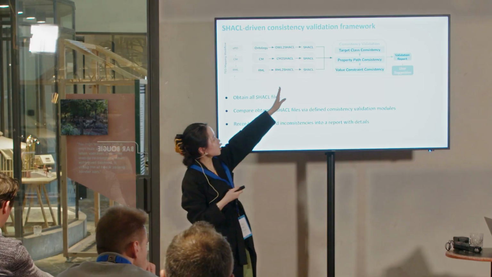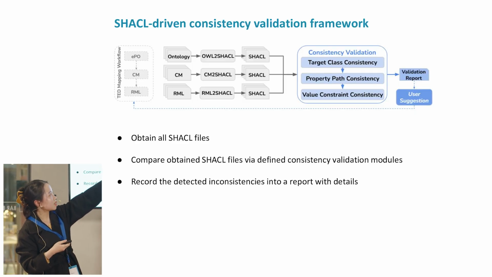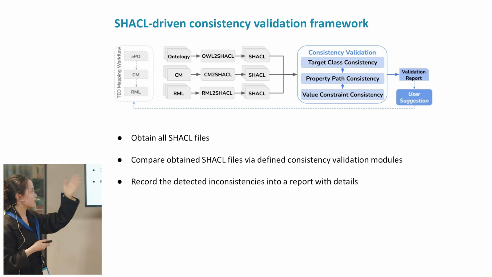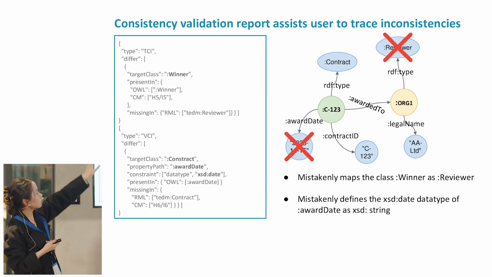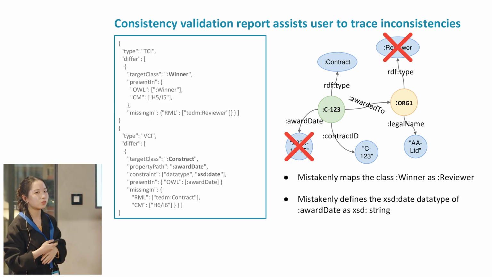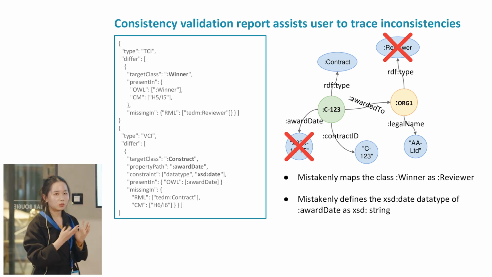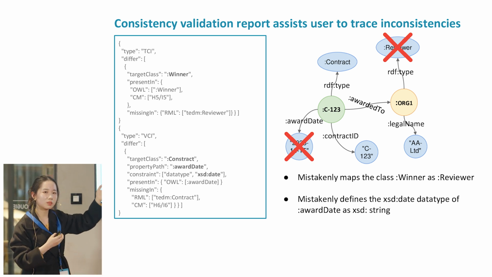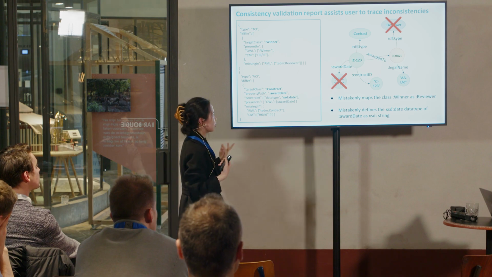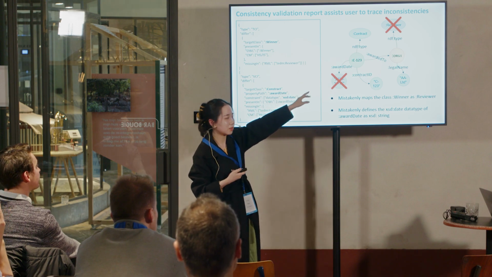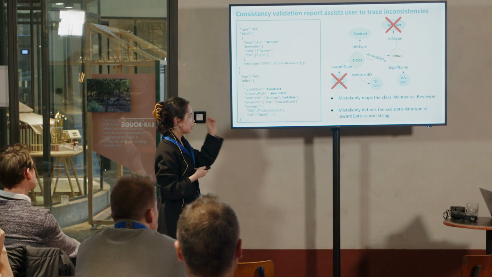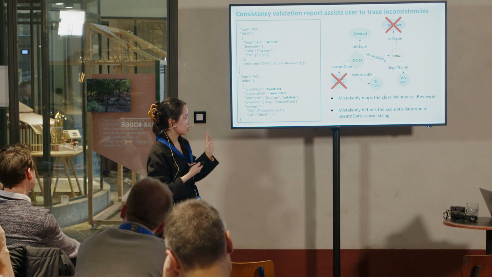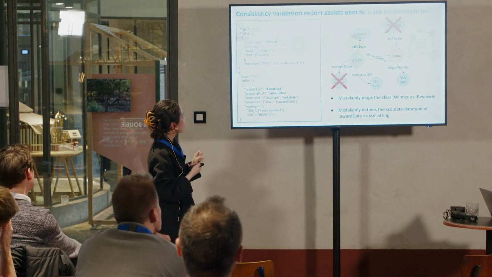After you have all the SHACL shapes, we designed three modules to detect the inconsistency. Then we just feed the SHACL shapes in and get the final validation report. We can see it is in JSON format. For example, there are three artifacts, and we found that the winner appeared in two artifacts but did not appear in the third. So we know that there must be some problem. For example, here the reviewer is wrong. Based on this, we can easily see the inconsistency and know which rule has a problem and which artifact has a problem.